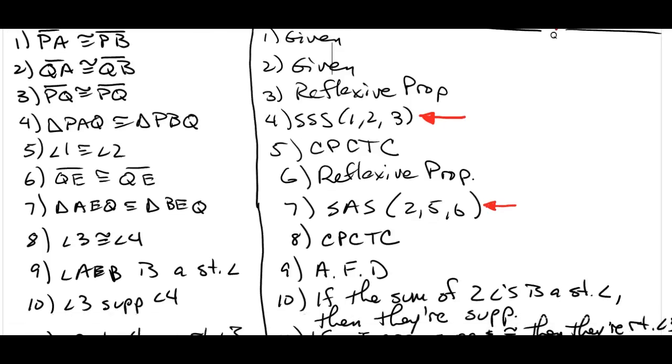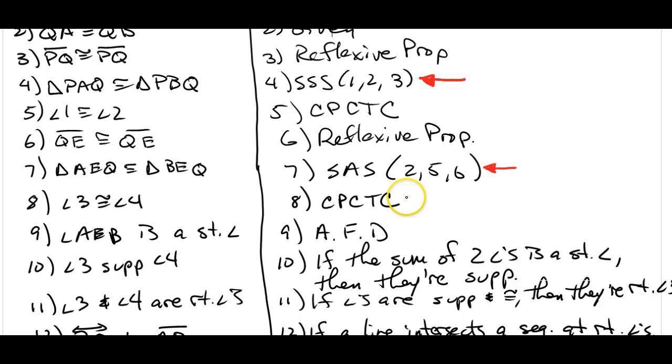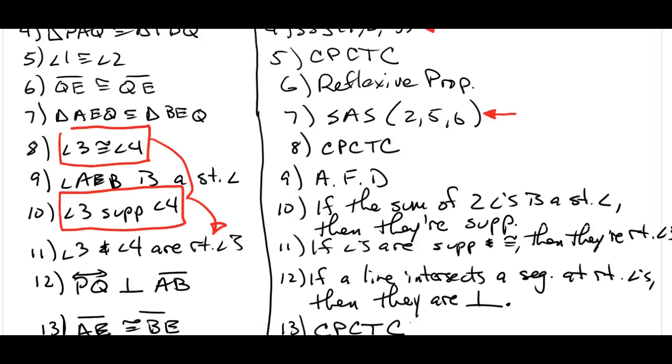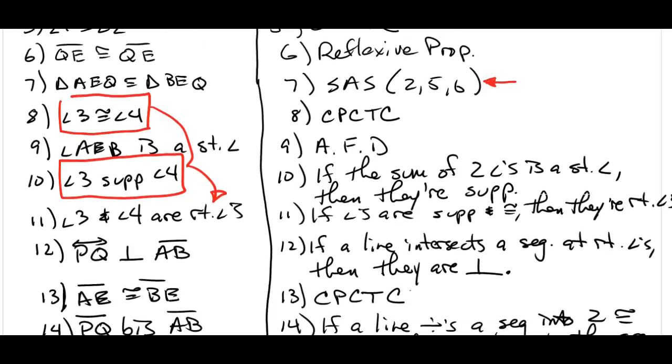So, in step 8, here's my angles are congruent. Step 9, I have them supplementary. So I have these two steps, which I put together to get that they're right angles. So supplementary and congruent, then they're right angles. Again, pause when you need to copy. And then once I have that they're right angles, I can say that the line is perpendicular to the segment. If a line intersects a segment at right angles, then they are perpendicular. So that's the perpendicular part of perpendicular bisector.